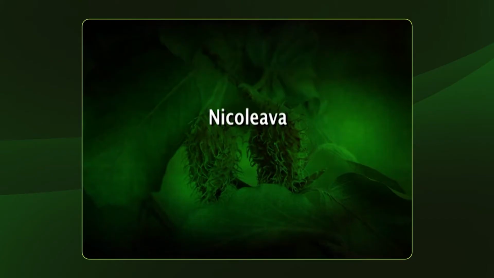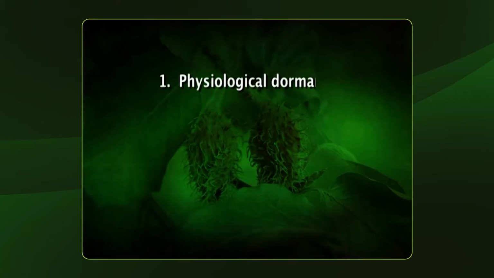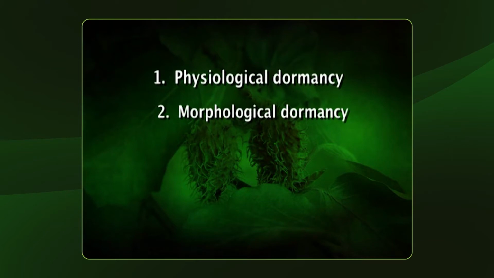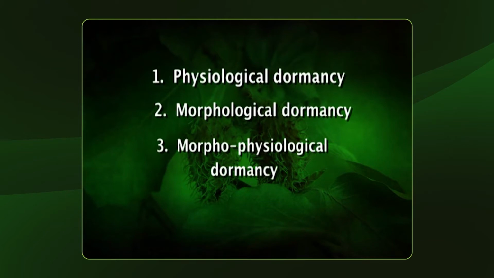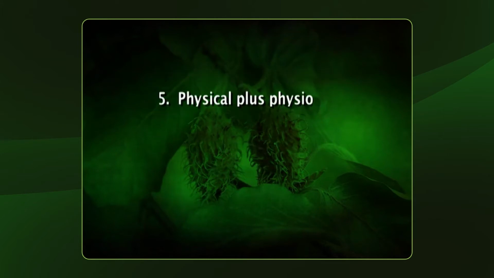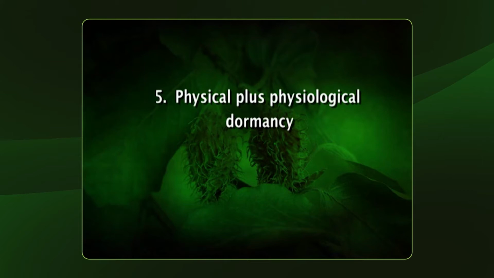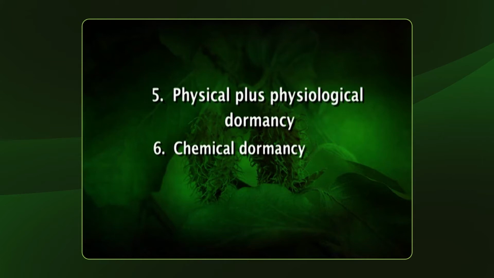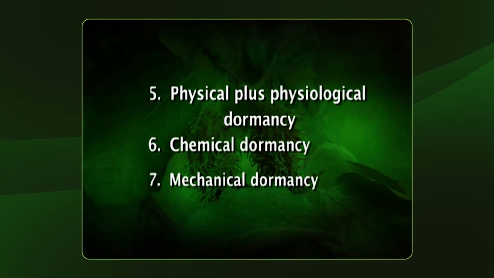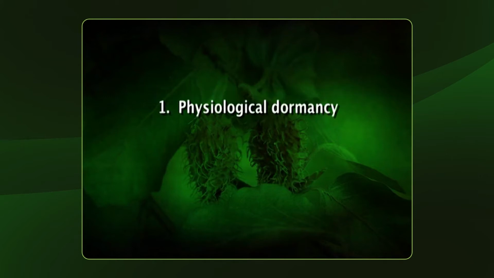Nikolaeva divides seed dormancy into types which include physiological dormancy, morphological dormancy, morphophysiological dormancy, physical dormancy, physical plus physiological dormancy, chemical dormancy, and mechanical dormancy. Number first, the physiological dormancy.